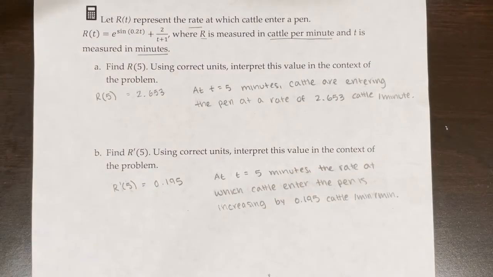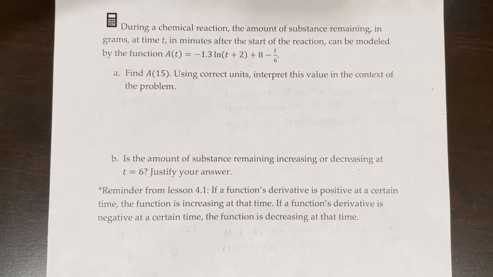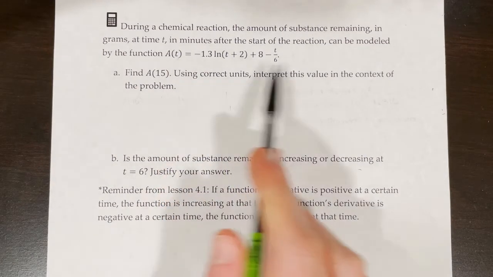Here is my answer for the first free response question. Let's do another free response question. During a chemical reaction, the amount of substance remaining in grams at time t in minutes after the start of the reaction can be modeled by the function A of t is equal to this function.